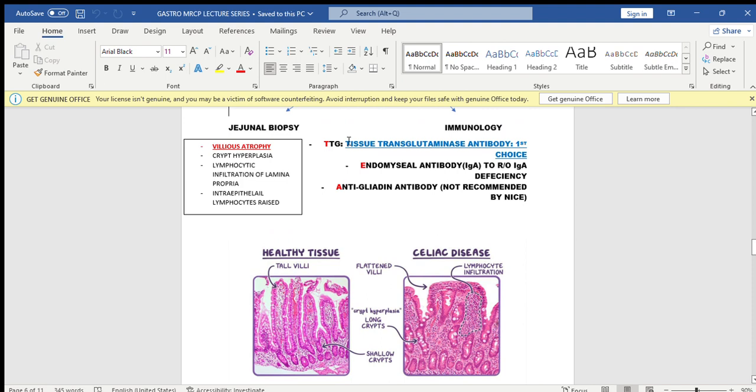If you look at the immunology, now this is important. If you want to remember how immunology works, you need to know that somebody who has celiac disease, well, they are drinking tea. So TEA. T stands for tissue transglutaminase antibody. You need to remember this. This is a question. This is the first choice when you're testing someone for celiac disease. The second, E, stands for endomysial antibody, which is again an IgA component, to rule out IgA deficiency. And the third is anti-gliadin antibody, although it is not recommended by NICE.